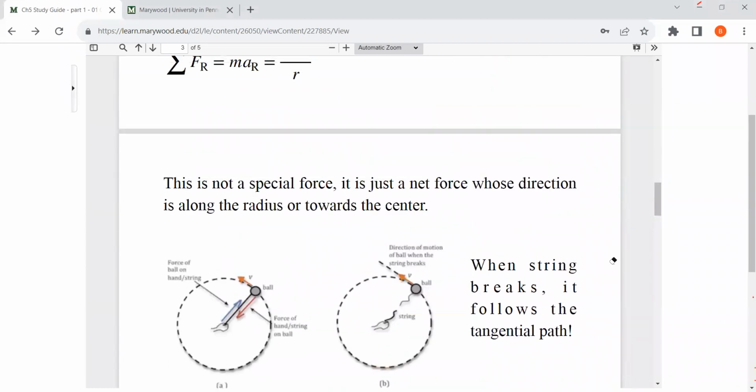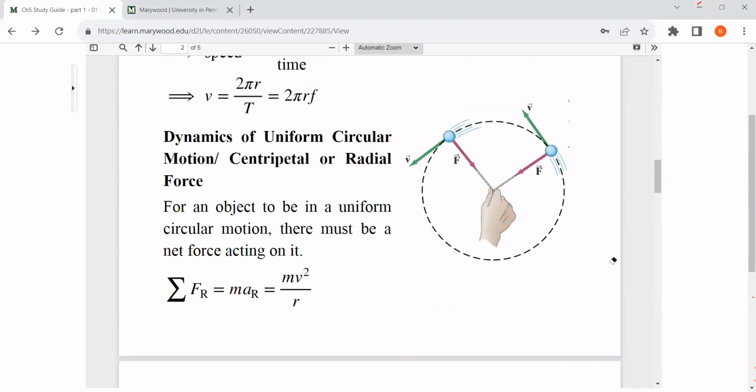Now let's say you are rotating this object in this circular path, and at some point the string breaks. What happens? If the string breaks, the object will follow this tangent path. The object will no longer be in this circular path, it will follow this direction. In the next slide you can see that.